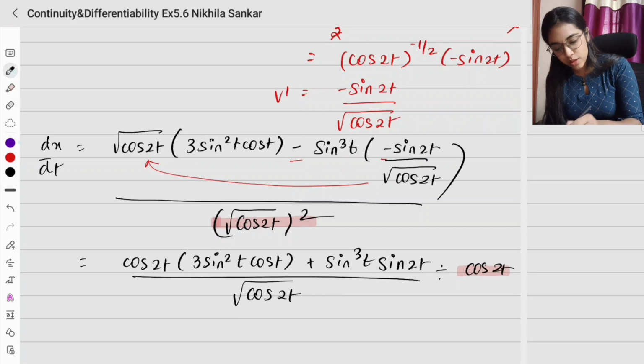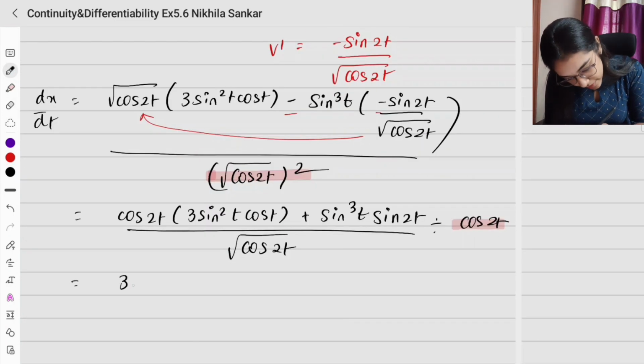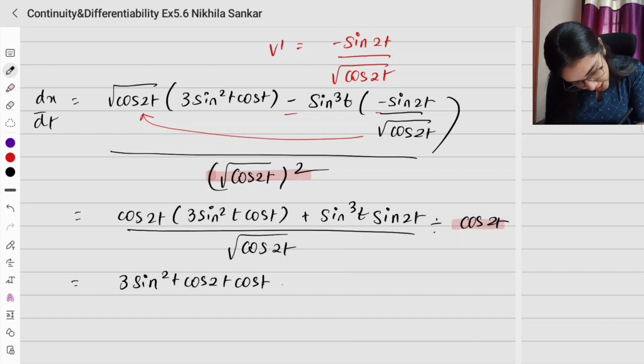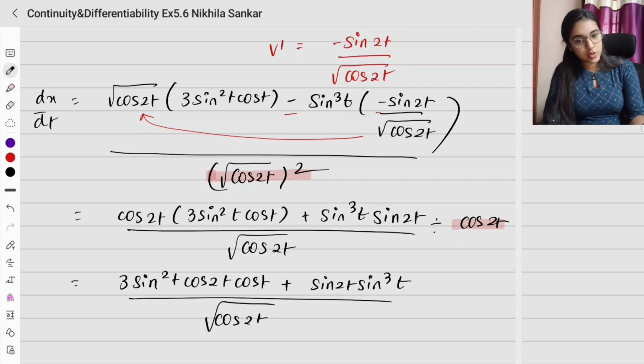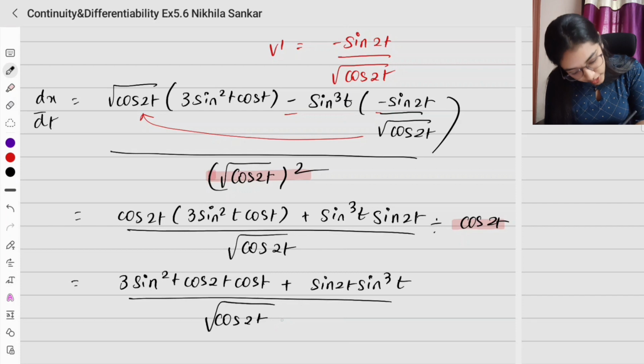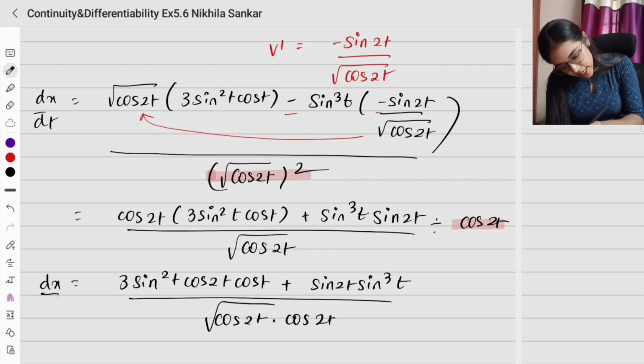Okay, these two terms are the same terms. So this I can simplify further as sin square t cos 2t cos t plus sin 2t sin cube t, divided by cos 2t inside the square root, divided by cos 2t will become 1 by cos 2t, taking the reciprocal. So I'll be left with times cos 2t. So this is my dx by dt.